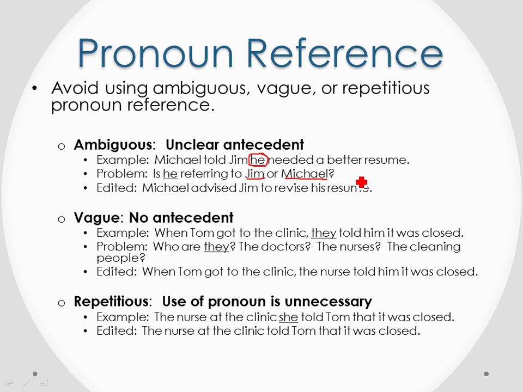However, in this sentence, there's no way to make an inference because I don't know if Michael's complaining to Jim and it's Michael who needs the better resume, or if Michael is helping Jim look for a job and Michael tells Jim, yo, Jim, you need a better resume. So in this case, I need to revise the sentence to make it clear who exactly has the bad resume.